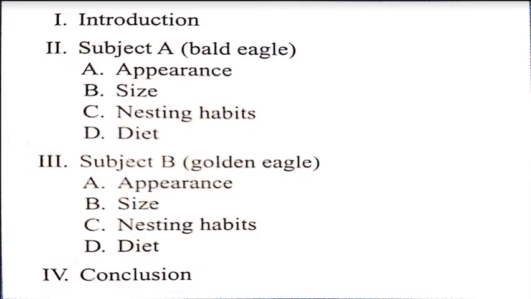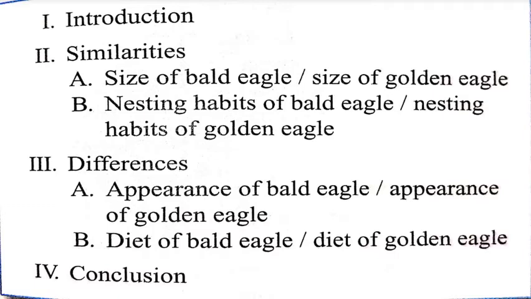Now, to give you a refresher, you may be saying, well, what are the two types of organizations? To give you a refresher, you could organize it by subject, which is introduction, subject A paragraph, subject B paragraph, conclusion. That's organizing it by subject. You could also organize it by introduction, similarities paragraph, differences paragraph, conclusion. This one would be organizing it by similarities and differences. The other one was by subject. Again, introduction, subject A paragraph, subject B paragraph, conclusion. This one's organizing it by similarities and differences, which is introduction, similarity paragraph, difference paragraph, conclusion. Either way you spin it, it's going to be 4 paragraphs.